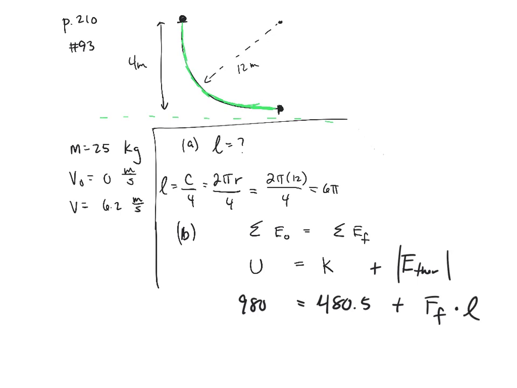Remember, the path taken is the physical curved path. It is not the direct hypotenuse. It is not a direct line. It is not the height of 4. This L is 6 pi. It is the length of the slide, the length of the arc taken by this person sliding.